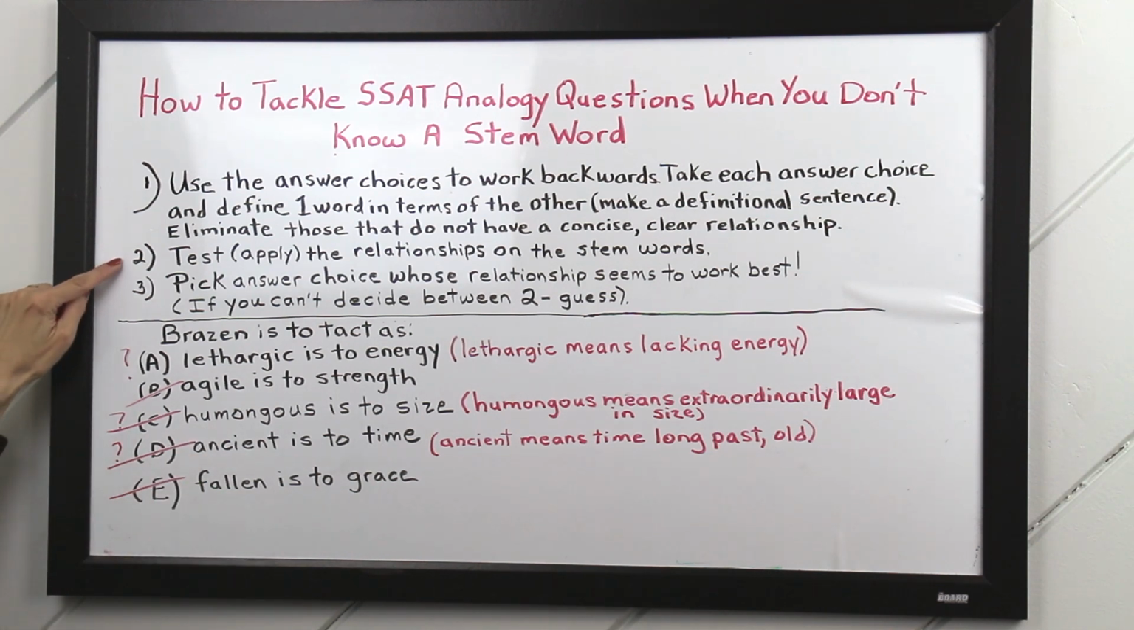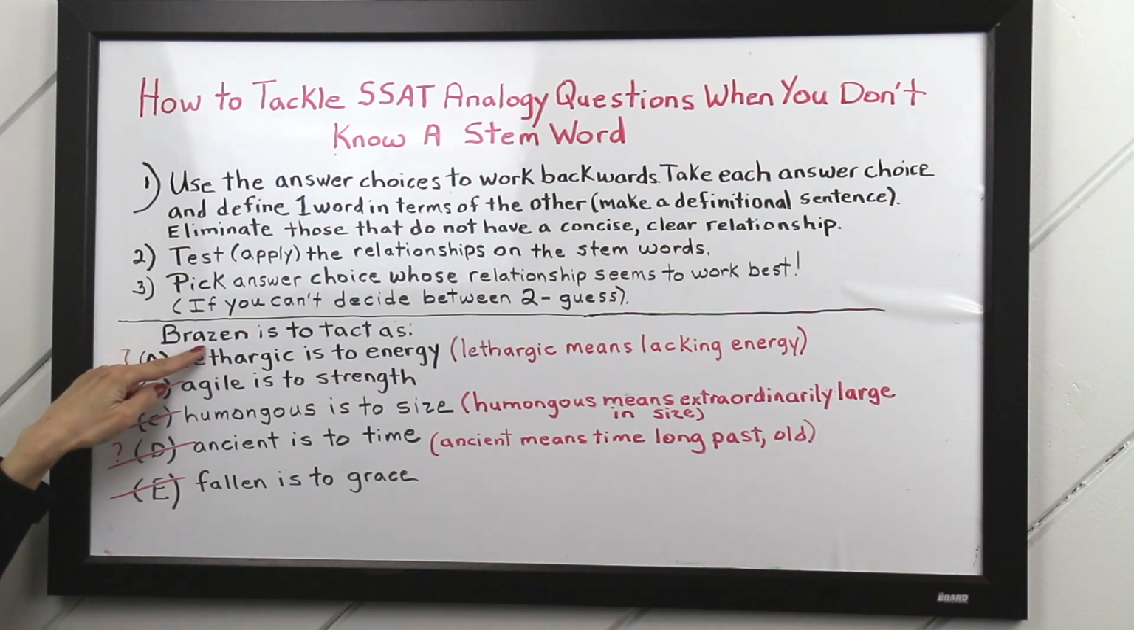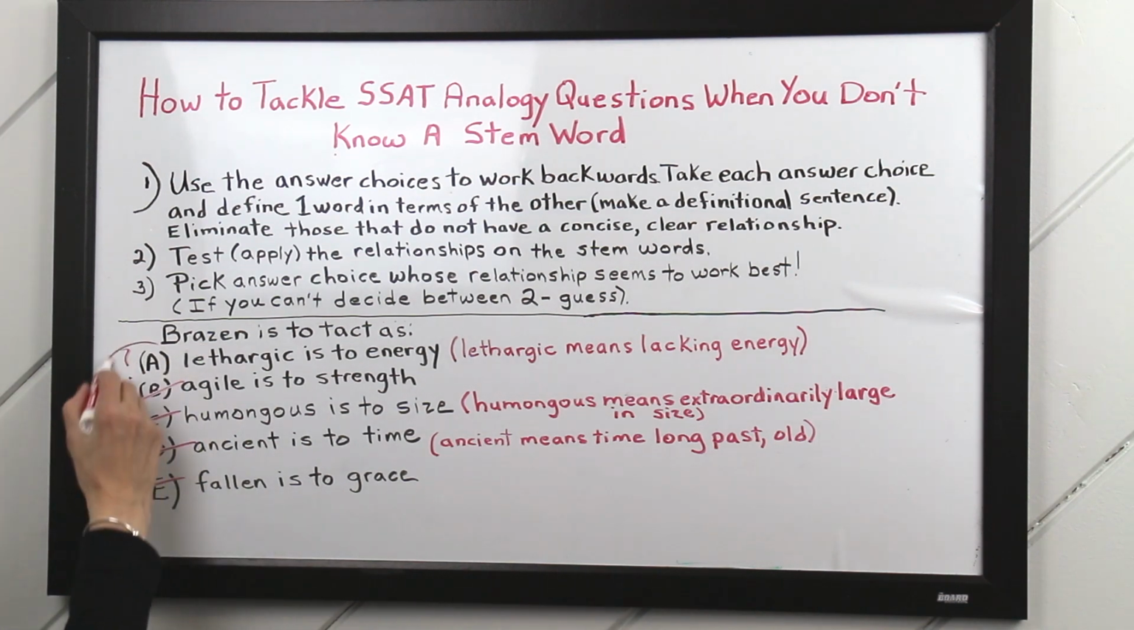And let's look at step number 2. Test or apply the relationship on the stem words. We did that. And number 3, pick the answer choice whose relationship seems to work best. Well, it seems clear that A is our answer. Let's see. Lethargic means lacking energy. Brazen means lacking tact. It means brash or bold. So A is our answer.